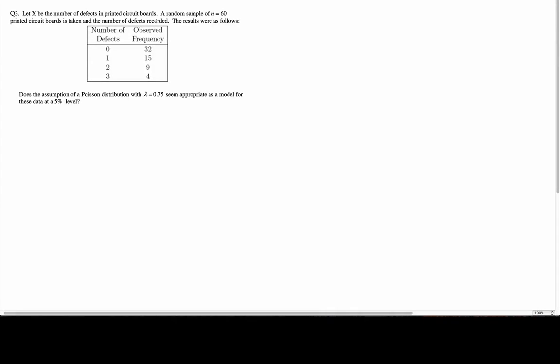So we have our data. Of the 60 printed circuit boards, 32 of them had 0 defects, 15 of them had 1 defect, 9 of them had 2 defects, and so on and so forth. So a random quantity here is the number of defects per circuit board.